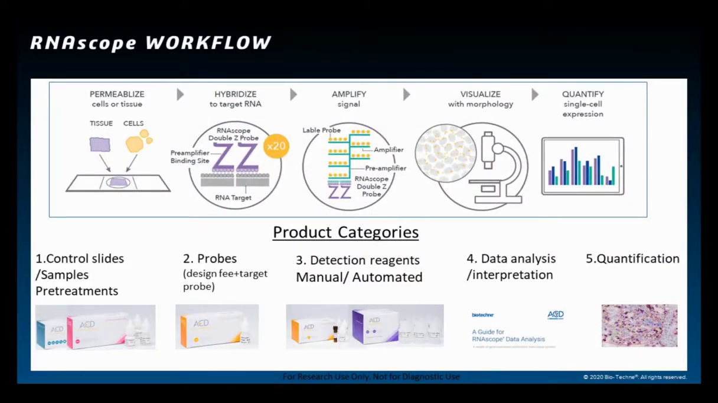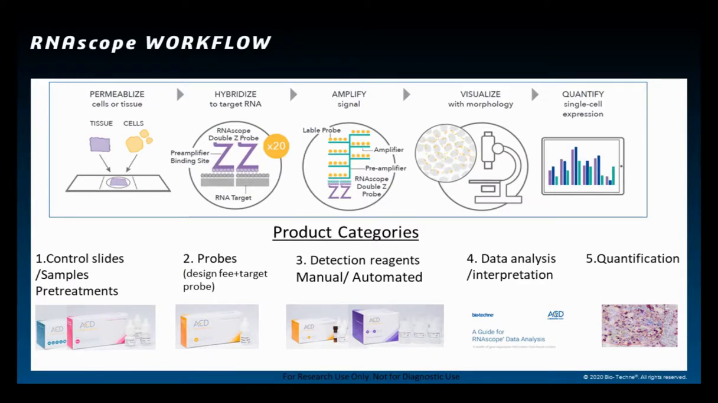Next, focusing on the core RNAscope technology workflow. The RNAscope workflow is similar to immunohistochemistry, so researchers who are familiar with tissue-based protein assays find it quite intuitive to adopt this workflow. First, we start with properly permeabilized cells or tissues with ACD's pretreatment reagents. Then we hybridize the unique probe that ACD designs to the target RNA of interest.